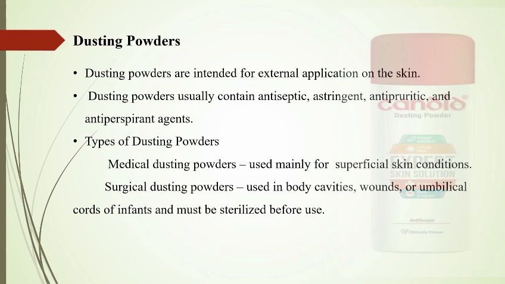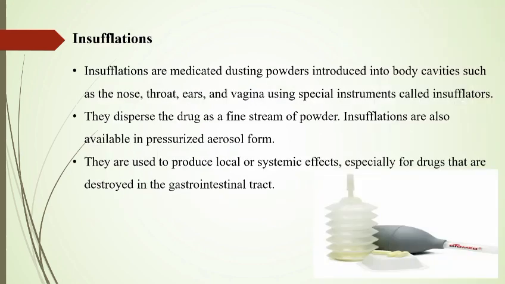Dusting powders. These dusting powders are intended for external application on the skin. They usually contain antiseptics, astringents, antipyretics, and antiperspirant agents. There are two types of dusting powders: medical dusting powders and surgical dusting powders. Usually, medical dusting powders are used for superficial skin conditions, and surgical dusting powders are used in body cavities, wounds, or umbilical cords of infants and must be sterilized before use.